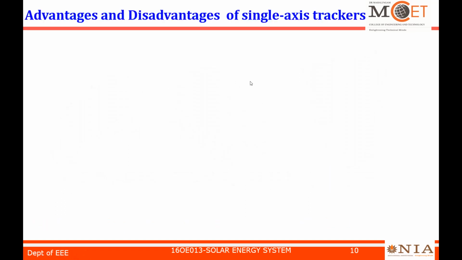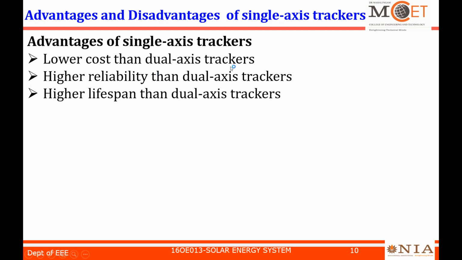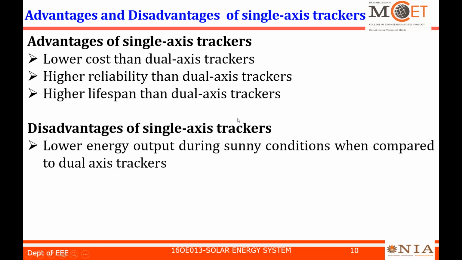Here are some of the advantages and disadvantages of single axis tracker. Lower cost than dual axis system. Higher reliability than dual axis tracker. Higher lifespan than dual axis tracker. The disadvantage of single axis tracker is lower energy output during sunny conditions when compared to dual axis trackers. These are some of the advantages and disadvantages of single axis tracker.